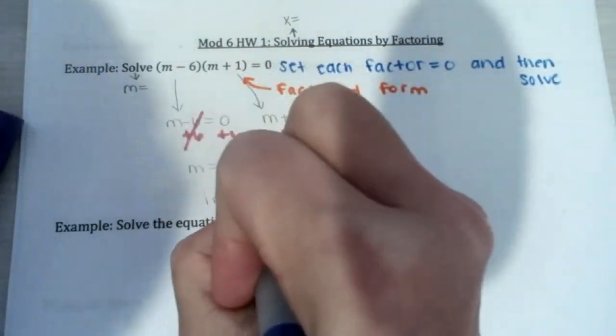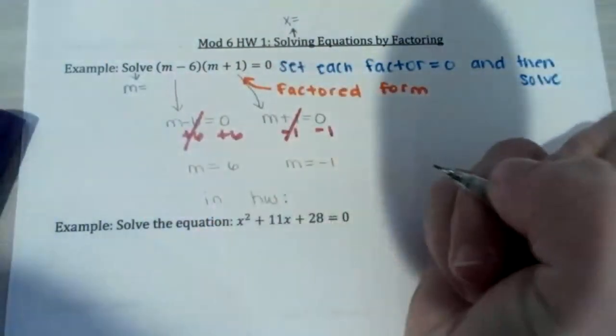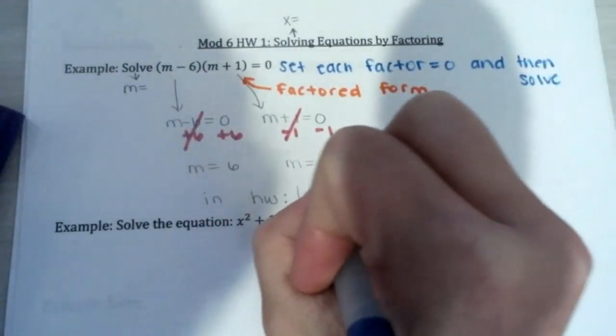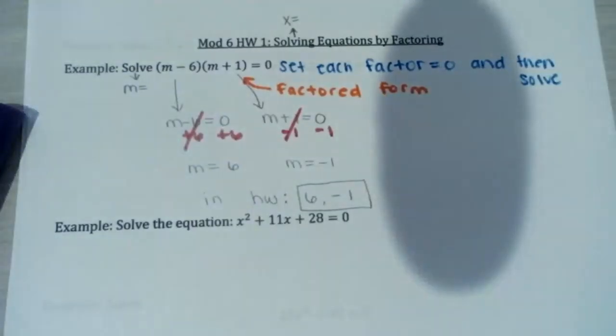So in the homework, it'll tell you to put your answer using a comma separated list. So 6 comma negative 1. So that's how you would type it into your homework.